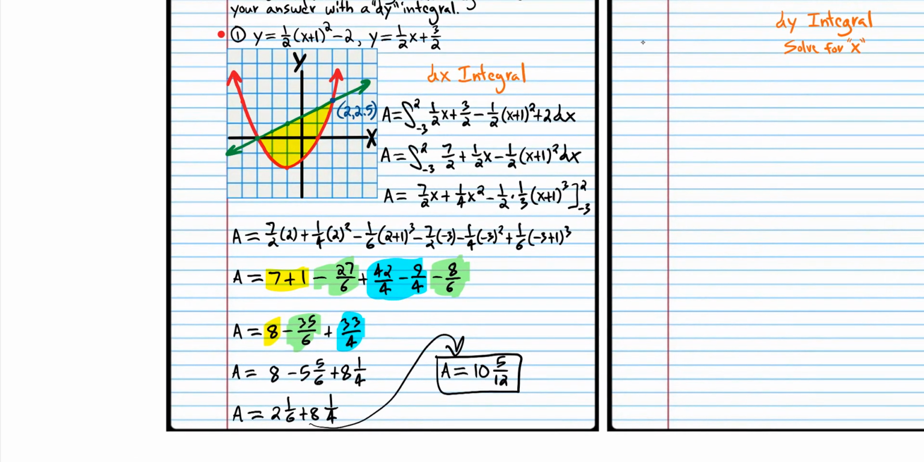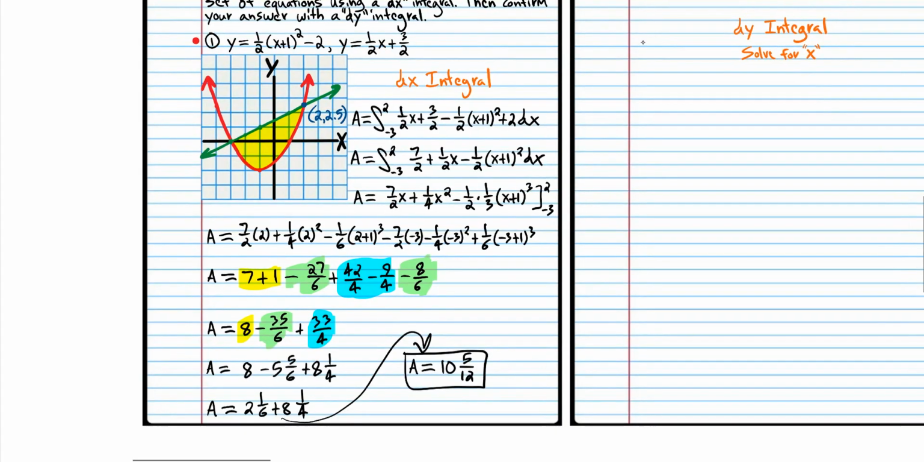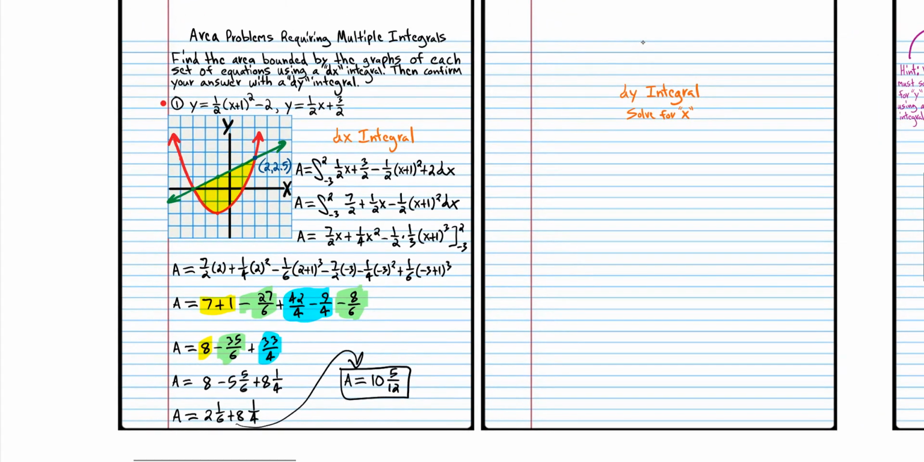We found the integral of the upper function, the green function in this case, the line, minus the lower function, the red function, the parabola. And that's how we find that area enclosed. But now we're going to do something a little different. Now we're going to calculate a dy integral. We're going to find the same area using a dy integral.